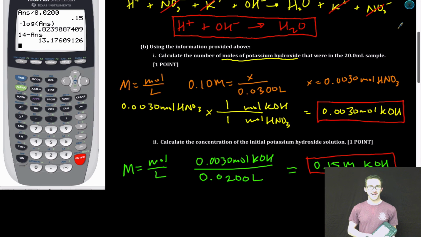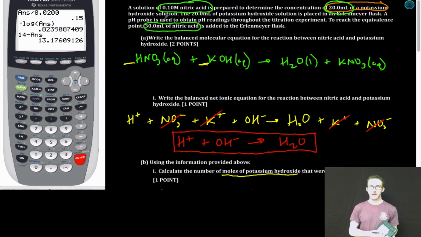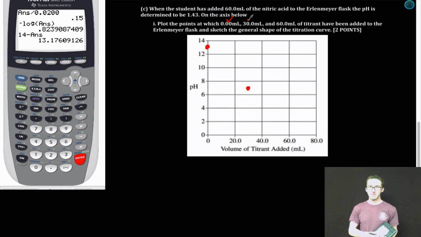And if you've forgotten, head back up and recall that 30 milliliters is the volume of nitric acid that I had to add to reach my equivalence point, or the point at which we've got stoichiometric amounts of our acid and base. And because the acid and base are both strong, at the equivalence point, the pH is going to be 7. Boom. 30 mils, pH 7. And then, easy enough, we're told that at the 60 mil mark, our pH is 1.43.